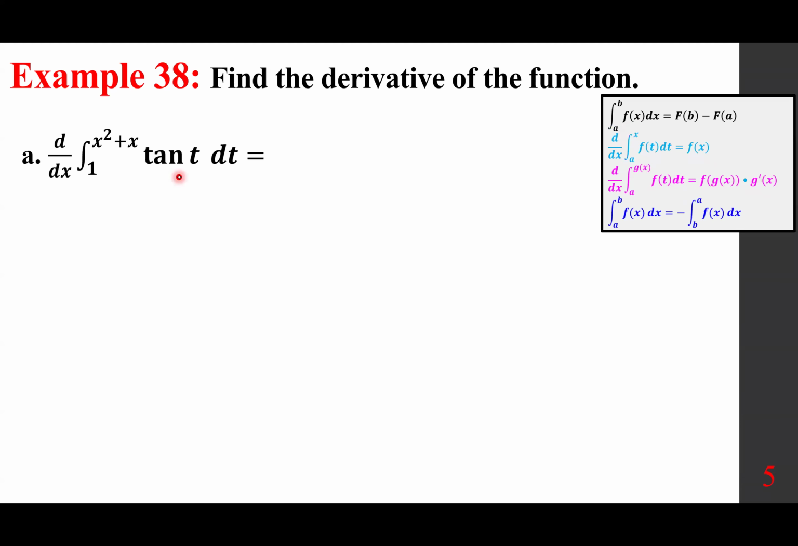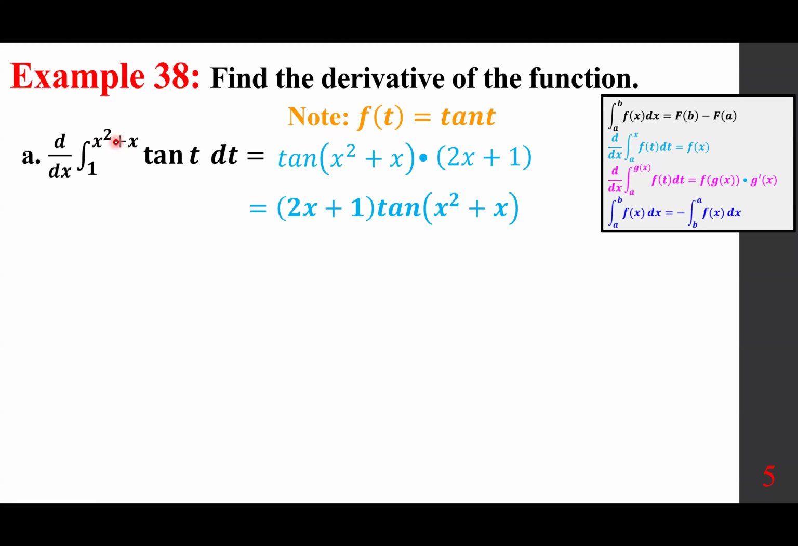So the function f of t is tan of t. So tan of the top function, x squared plus x. And then because this is a function of x, its derivative is 2x plus 1. And we rewrite it and we're done.